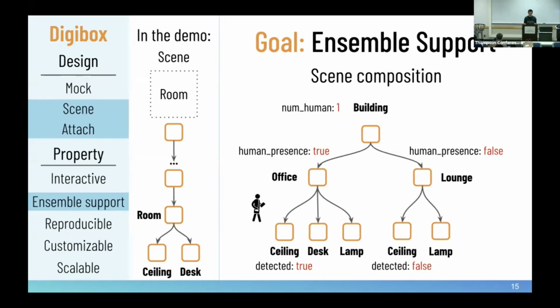Further, in Digibox, developers can specify conditions on the scene that need to be met. For example, let's say the IoT application turns on the lamp in the lounge where there's no human in it. Such a violation will be logged by the lounge scene and used for debugging later.